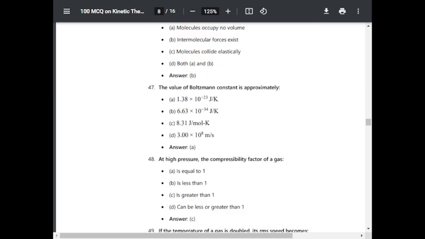Question number 47. The value of Boltzmann constant is approximately: option A, 1.38 into 10 raised to power minus 23 joule per Kelvin; option B, 6.63 into 10 raised to power minus 34 joule per Kelvin; option C, 8.31 joule per molecule per Kelvin; option D, 3 into 10 raised to power 8 meter per second. The correct answer is A, 1.38 into 10 raised to power minus 23 joule per Kelvin.